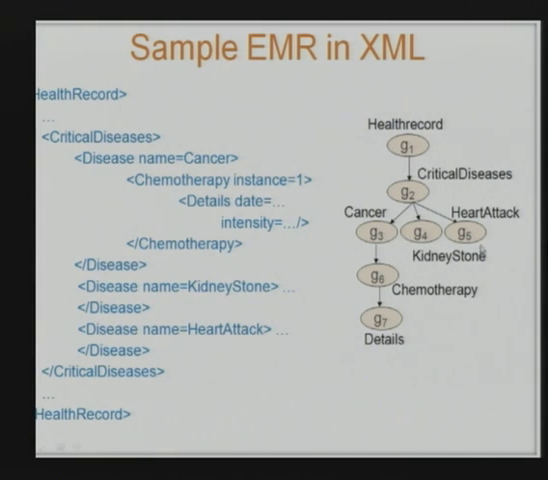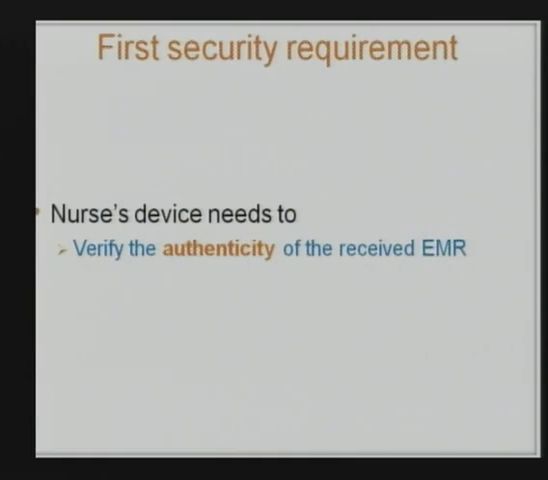And the order between these nodes is important: G3, G4, and G5. That is, let's say the kidney stone occurred after cancer and heart attack occurred after kidney stone. So there is a temporal order among the siblings. Now, the first security requirement of authenticity or integrity translates to that the nurse's device should be able to verify the authenticity of the received EMR.